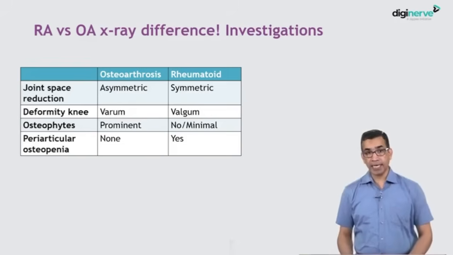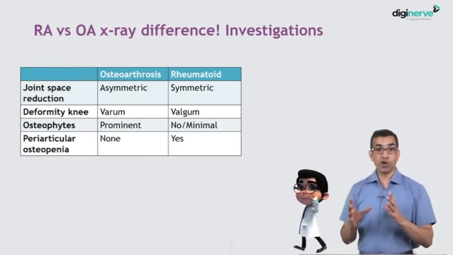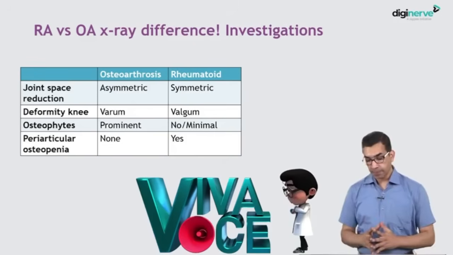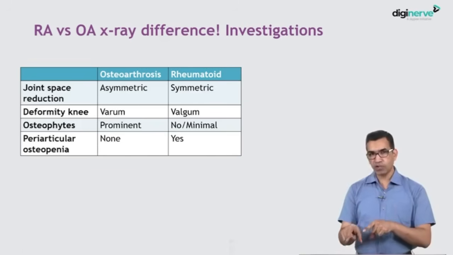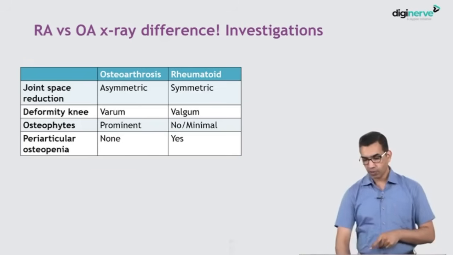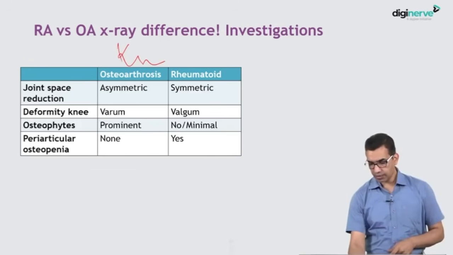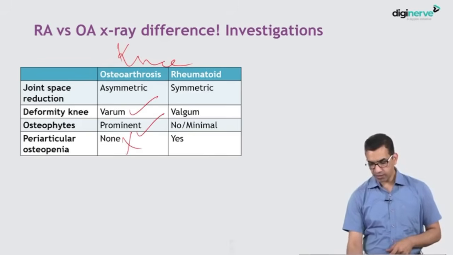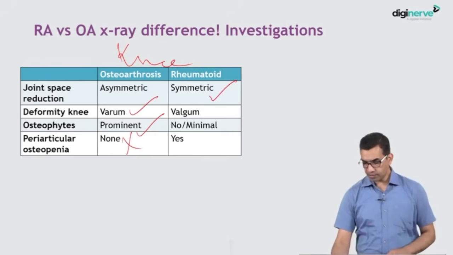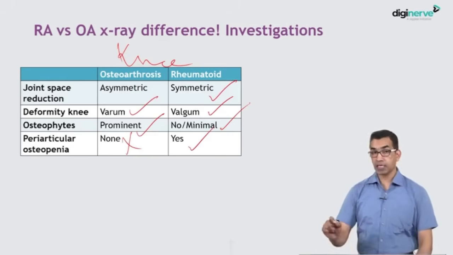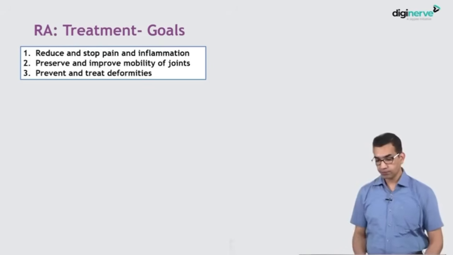Rheumatoid versus OA. X-ray features. This is very often asked in Viva, short note sometimes. So osteoarthritis is asymmetric, varum deformity, and this is for the knee. I have written for the knee. Okay, so this is typically for the knee. Varum deformity, prominent osteophyte, and you will not find a periarticular osteopenia. Whereas rheumatoid will be symmetric, valgum, no or very minimal osteophyte, and periarticular osteopenia almost always.